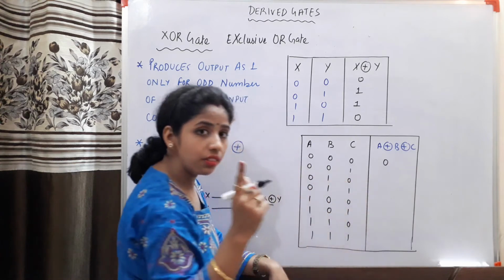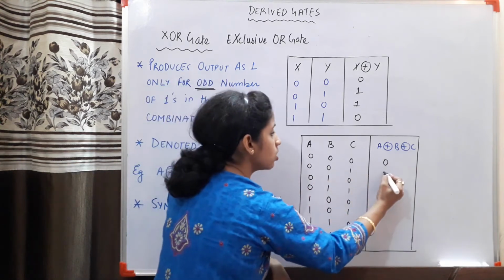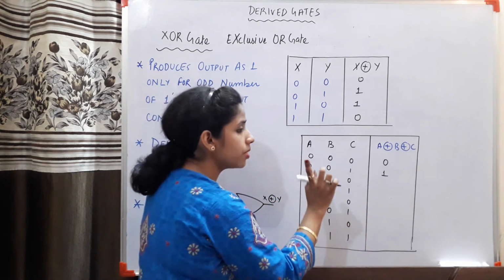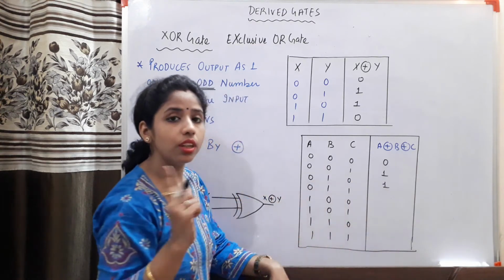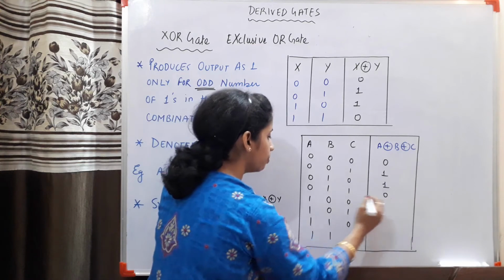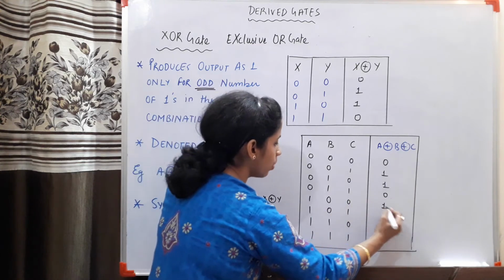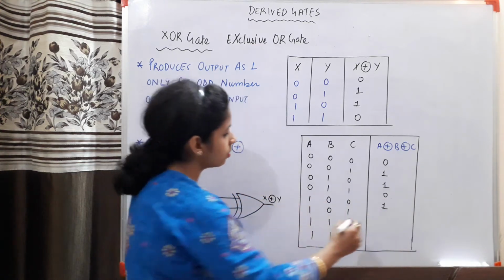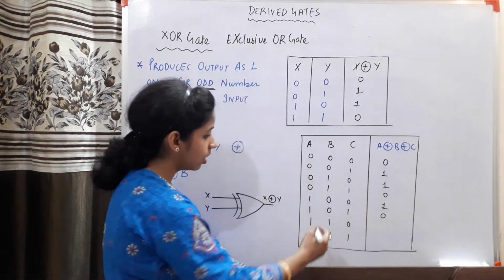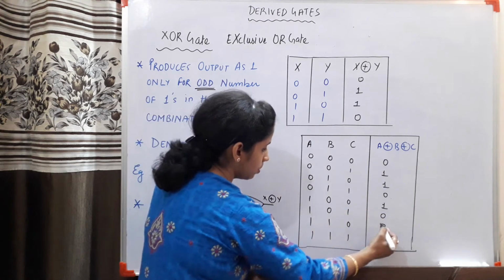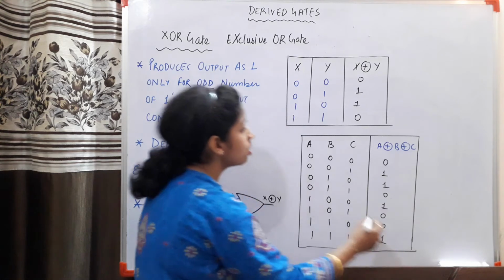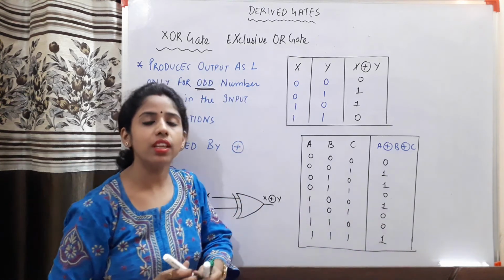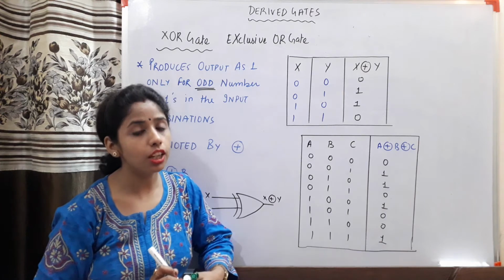Here you have 1, which is odd, so the answer will be 1. Here also there is only a single 1, so answer 1. Here there are 2 ones, and 2 is even, so 0. Then here single 1, so 1. Here 2 ones, answer will be 0 because 2 is even. Then 2 ones again, answer will be 0. Then 3 ones, 3 is odd, so answer will be 1. So the output is 1 only when there are odd number of ones in the input.